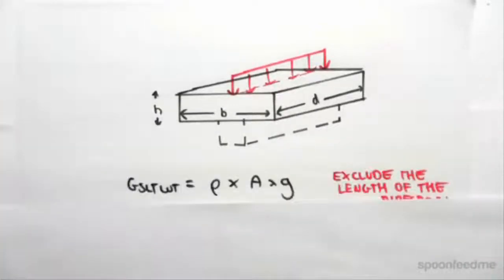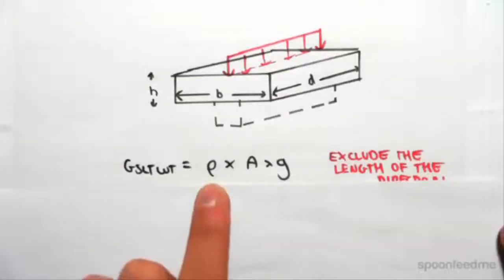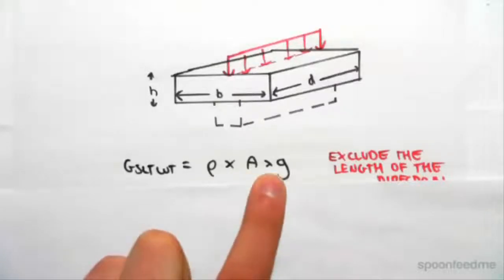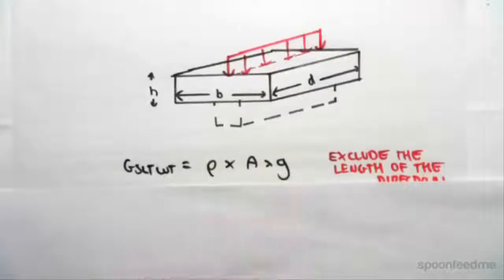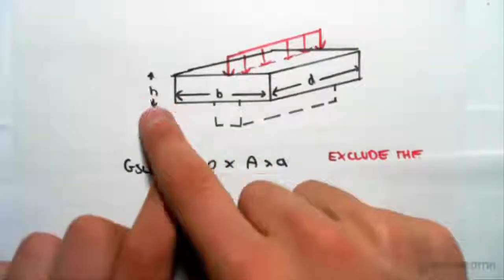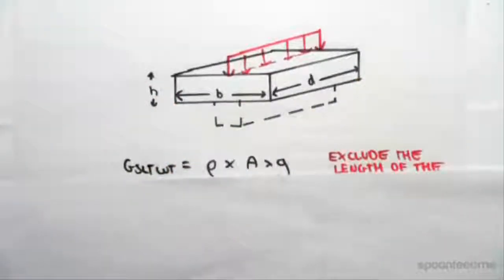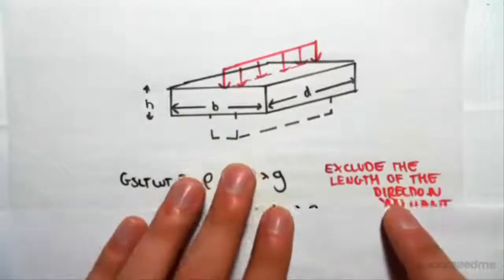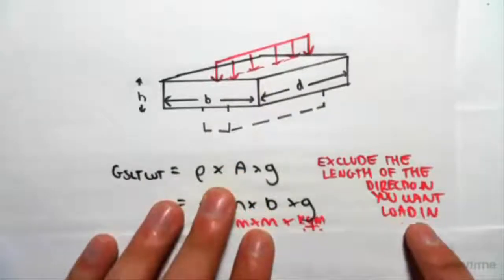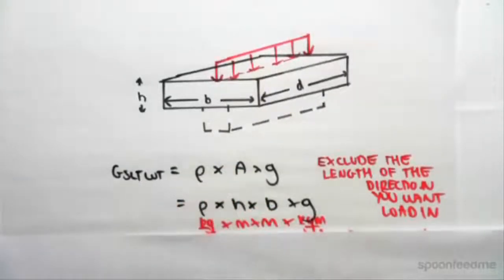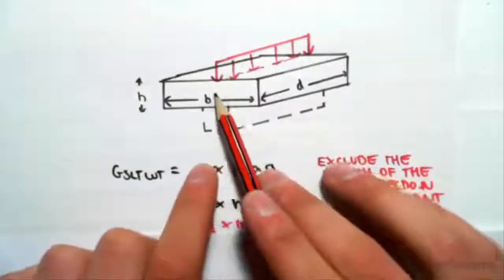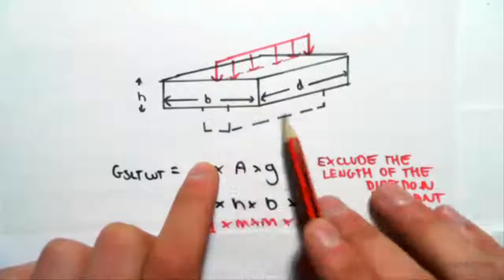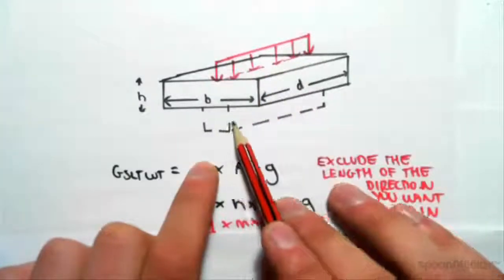So the way we do this is we go density times the area times gravity. So instead of the volume now, we'll multiply by an area. And to know what area it is, is it h times b? Is it b times d? What lengths are we using to find that area? We exclude the length of the direction you want the load in. Okay, so what I mean is this. It's very important to get your head around this because it's a very essential concept. We want our linear load going the same direction as the beam. So we want the load parallel to this beam.